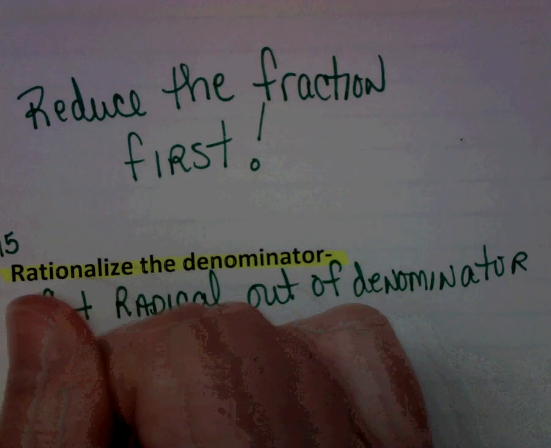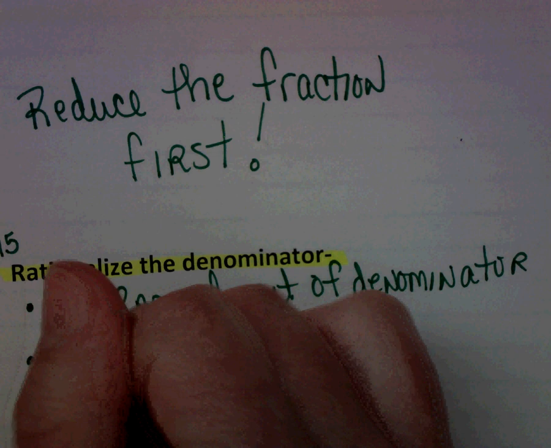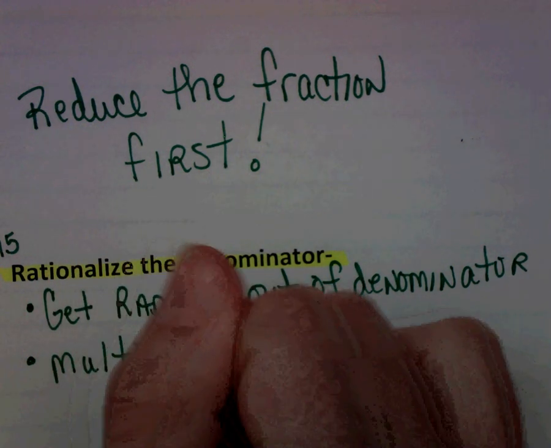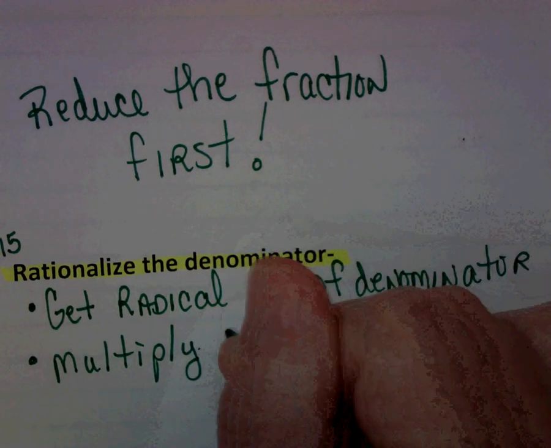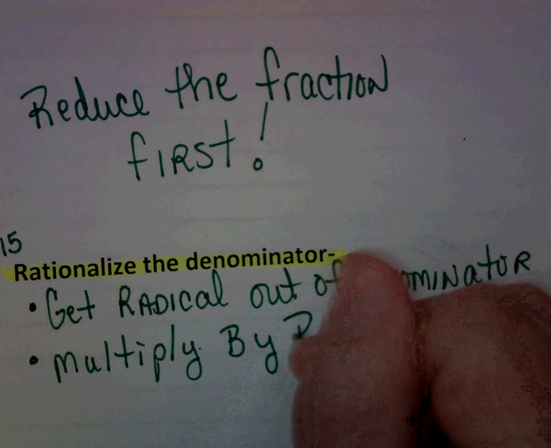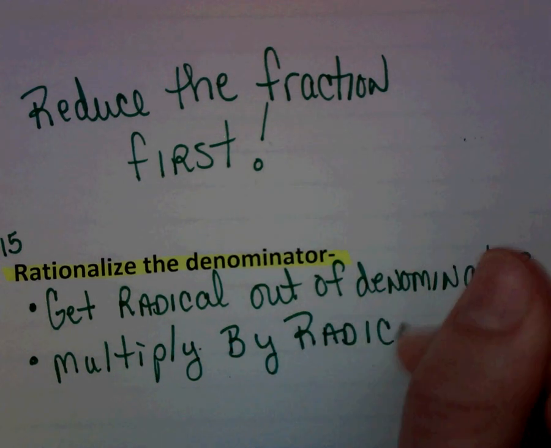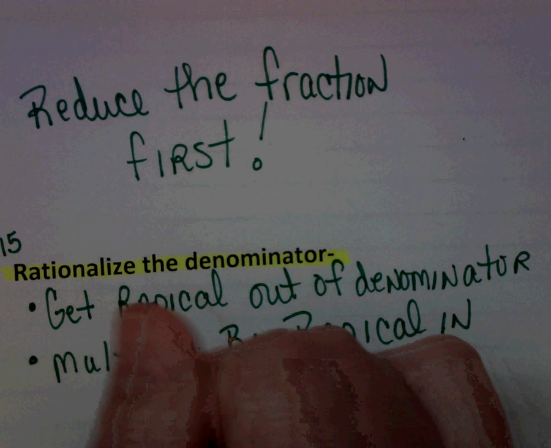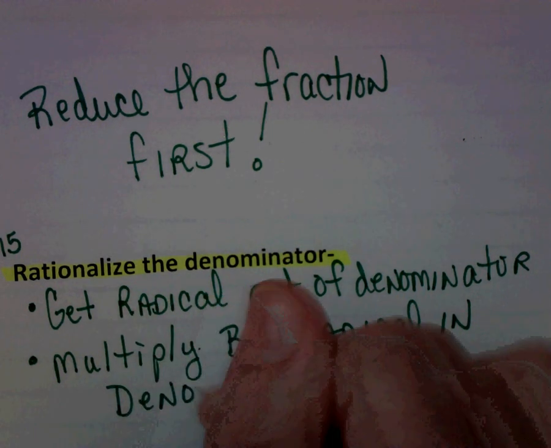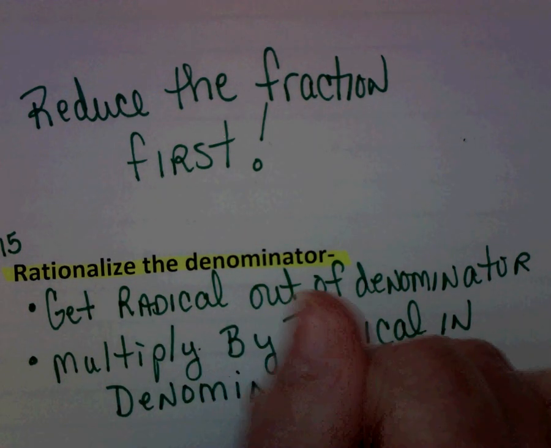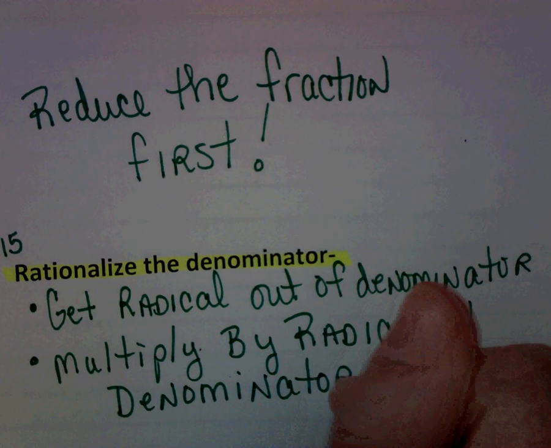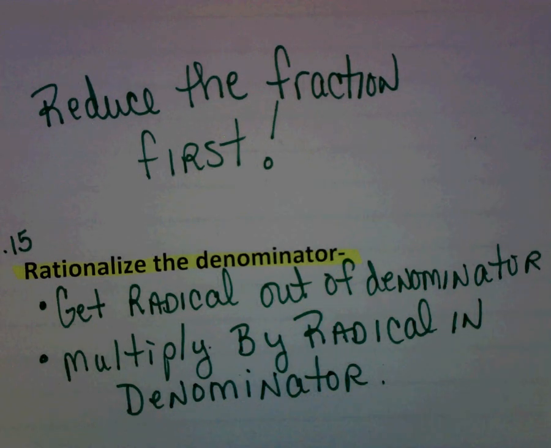Okay, and the way we do that is we multiply by the radical in the denominator. Multiply by itself. We only have to worry about the radical. If there's a coefficient out there, we don't need to multiply by the coefficient. And I think I have an example like that in just a second. Okay, so make sure you get that written down.